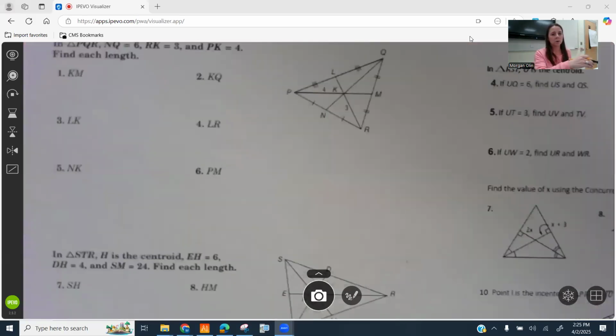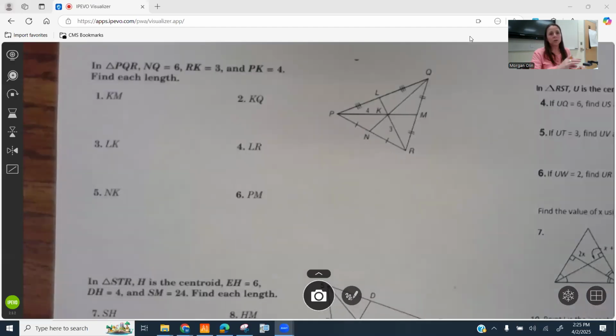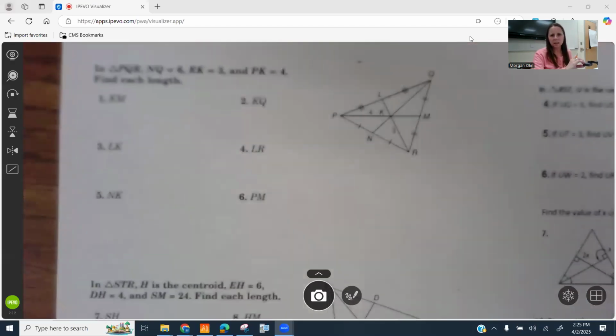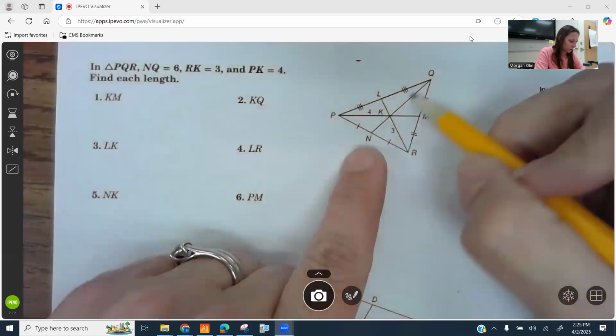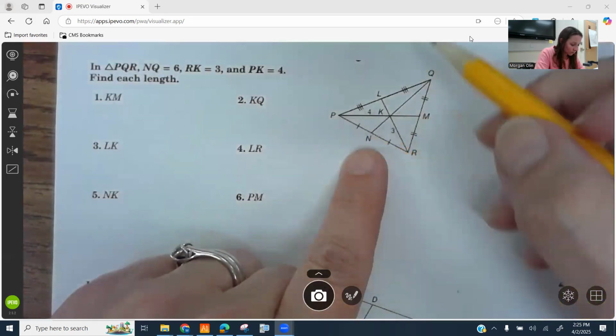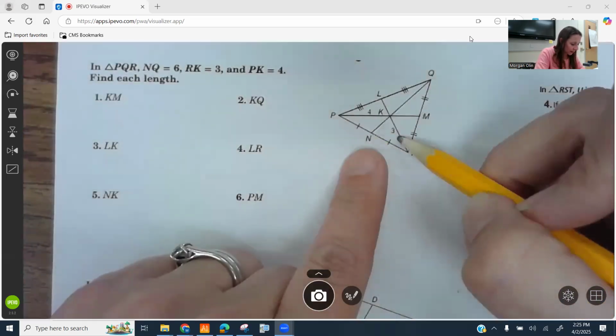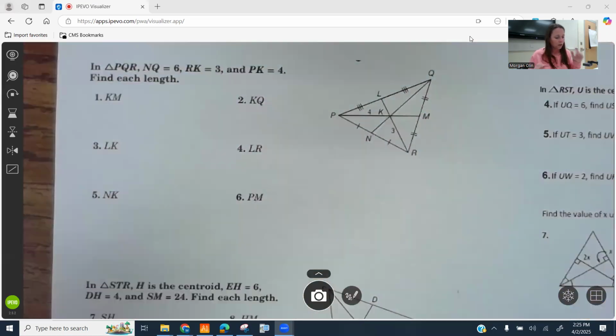All right, so we're going to do this one right here. Now, NQ equals 6, and I think, do they have that on there? No, they do not have NQ equals 6. So that whole thing's 6. RK, yeah, RK, they do have that, is 3. PK is 4, and that's on there as well.